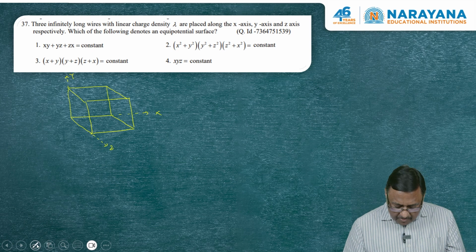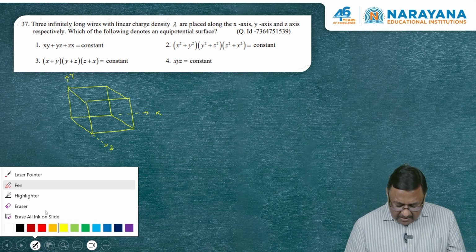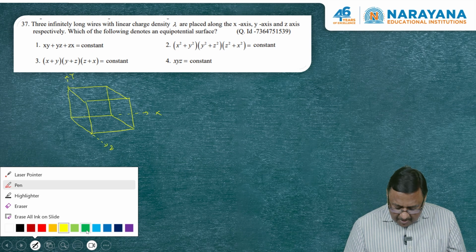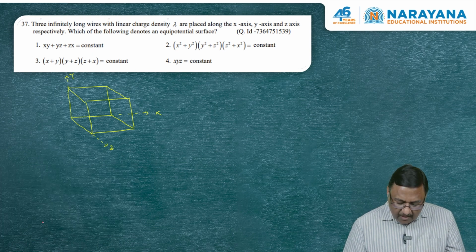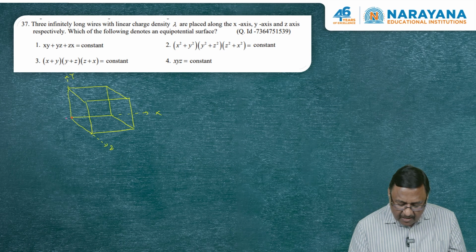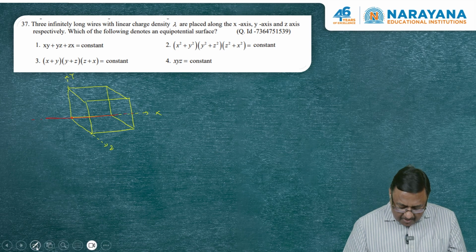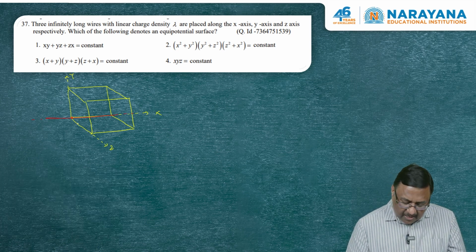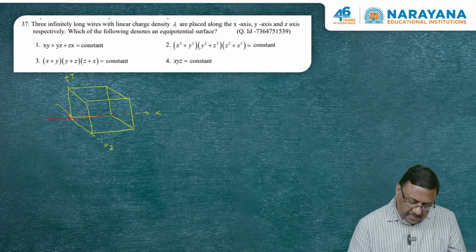What the question is demanding is that along these axes we are keeping 3 infinitely long wires. If I say this is one wire, let me indicate it by a red line. It is going to go up to infinity. I hope you understand. Similarly, I am keeping another wire here. So I keep another wire along the z-axis. So this is the z-axis. So we are keeping one wire in this manner.